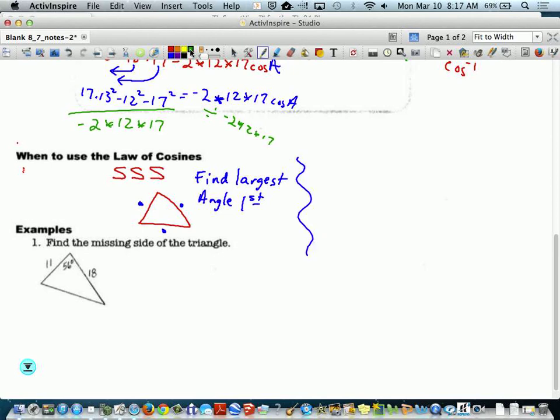The other situation to use it with would be when you have what we call side angle side. If you have the side angle side, that means you have the two sides and the included angle. You know the two sides, and you know the angle where those two sides come together. Then you will be able to find the third side of the triangle. So you can use law of cosines to find an angle or a side.